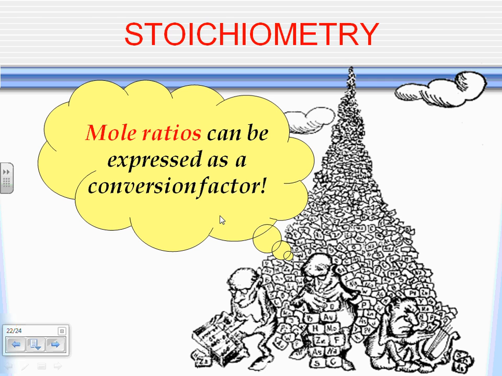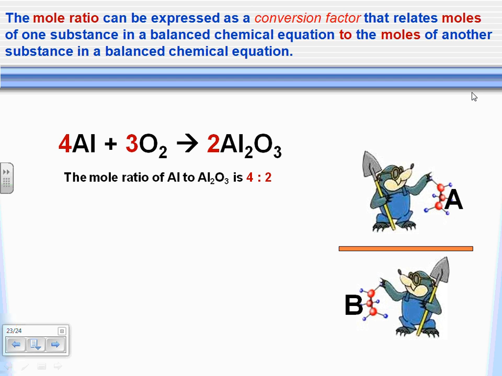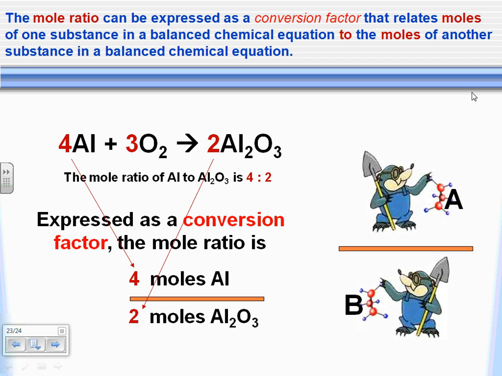Okay, so mole ratios can be expressed as conversion factors. It relates moles of one substance in the balanced chemical equation to the moles of another substance. They are different substances. That's how you know when you need to use a mole ratio. Am I starting with one substance and going to a different substance? If I'm staying within the same thing, then I don't need to use a mole ratio. Then I'm just going to figure out grams to moles, and I use its molar mass. But going from moles of one substance to moles of another substance is when you use your mole ratio. And that's what stoichiometry is all about.